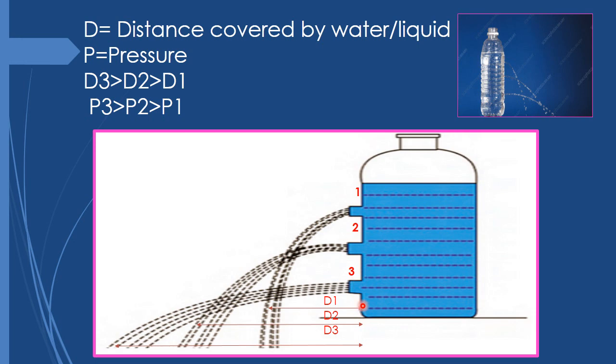And the third hole is towards the bottom of the bottle. That means the pressure out here is maximum, right? So the pressure is maximum at the bottom. That's why the distance covered is maximum. So pressure at point 3 is more than the pressure at point 2 and than the pressure at point 1. So this activity proves that the pressure of the liquids or water is maximum at the bottom.